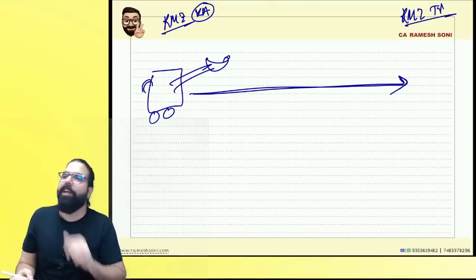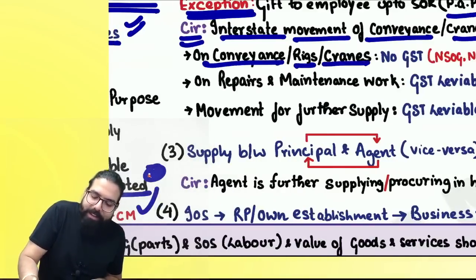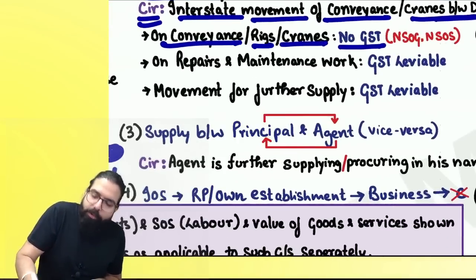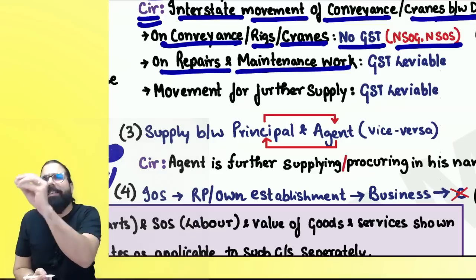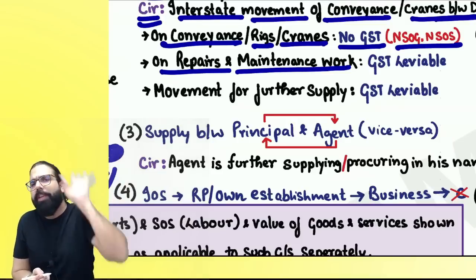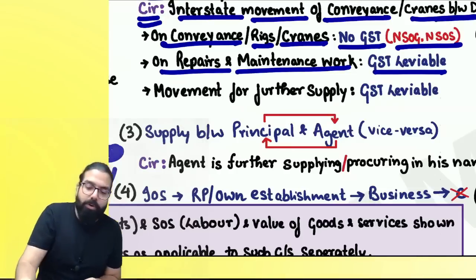It's a service between two distinct persons. So they are telling that on conveyance, rigs, cranes, there will be no GST, neither supply of goods nor supply of service. But on repair and maintenance work or passenger transportation services, on that GST will come. Now tell me one thing, we have one Mumbai branch, Tata, you know Tatas?